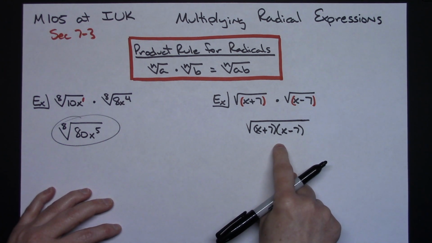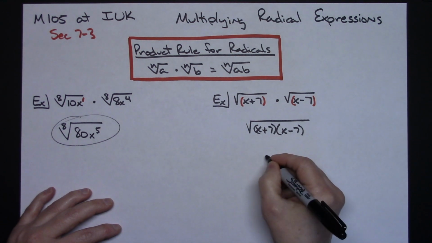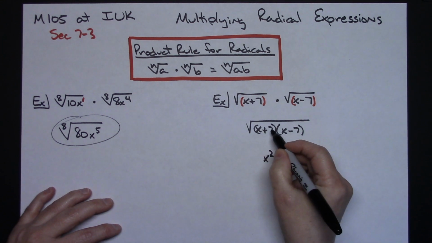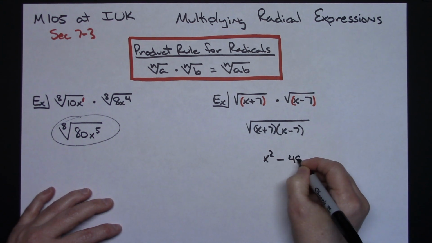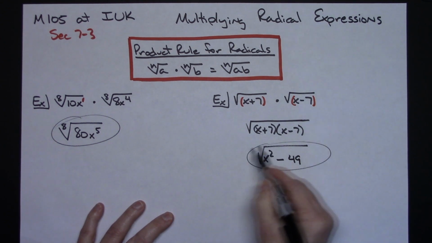Now you could go ahead and FOIL and multiply this out, or if you recognize that this is the factored form of the difference of two squares, then you can really quickly multiply the first term, x squared. If it's going to be the difference of two squares, I would have a minus, and then squaring that second term will give us 49. Now on this one, this is our final answer.